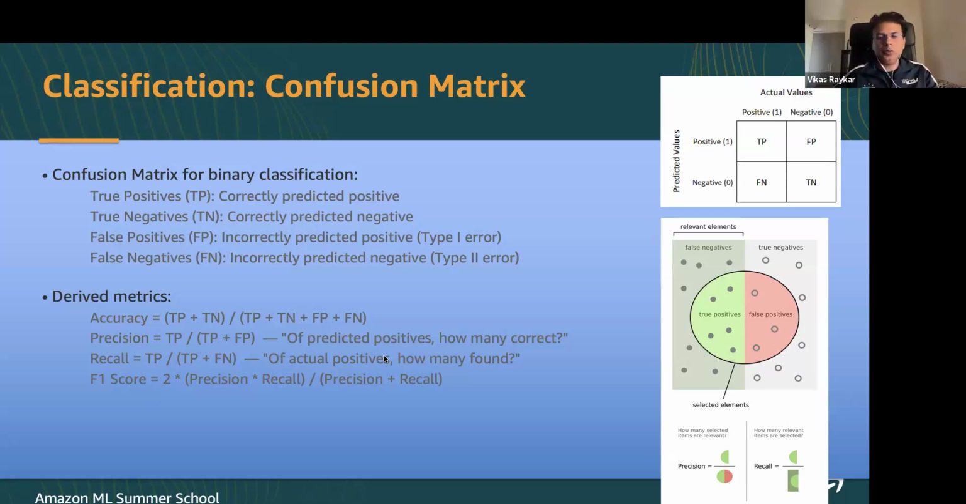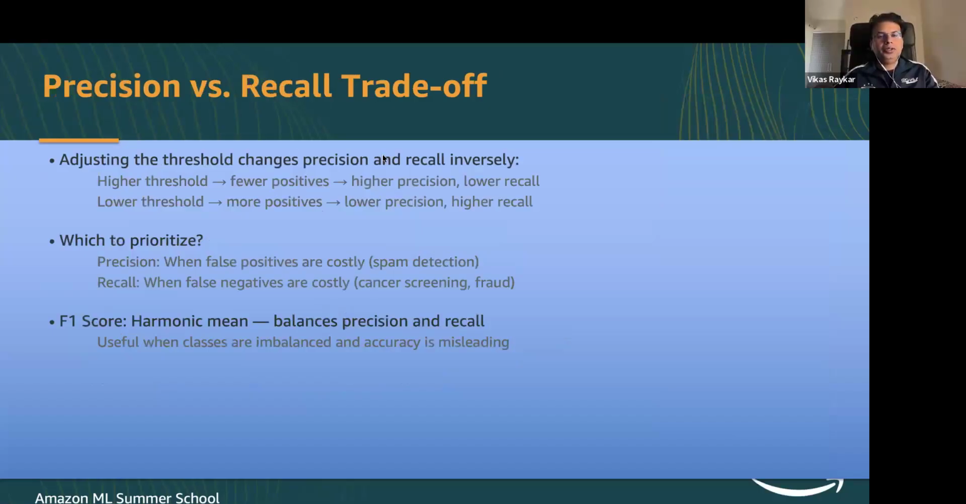Changing this threshold theta gives you various trade-offs in terms of precision and recall. So adjusting the threshold changes precision and recall. If you increase the threshold, you get higher precision and lower recall. And if you lower the threshold, you get lower precision and higher recall. This depends upon your domain and the problem statement.